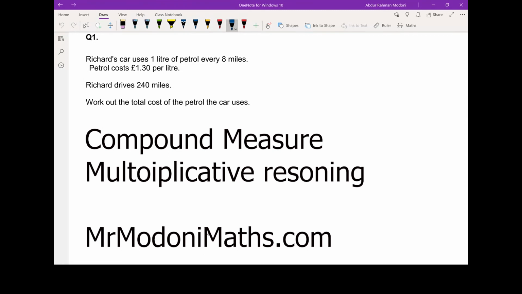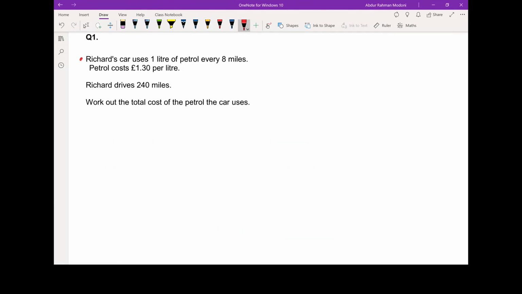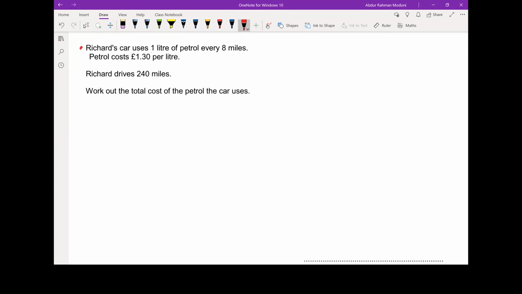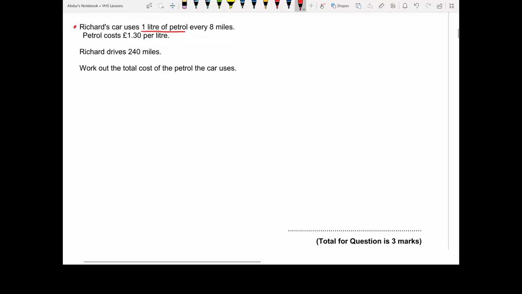Richard's car uses 1 litre of petrol every 8 miles. Now, this sentence alone, there is quite a bit of information given to us here. It mentions here that 1 litre of petrol is used every 8 miles.